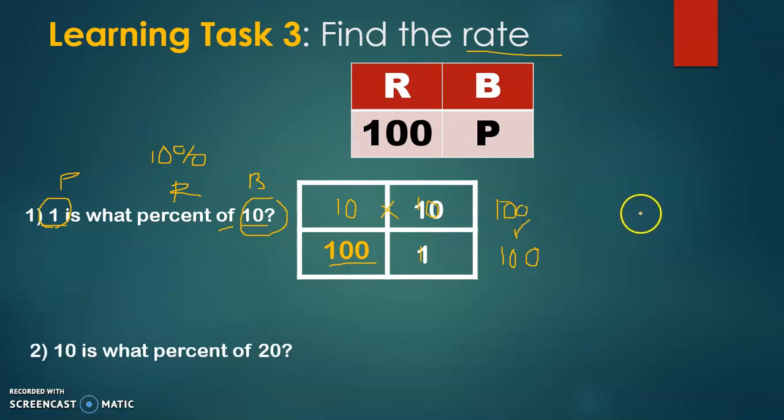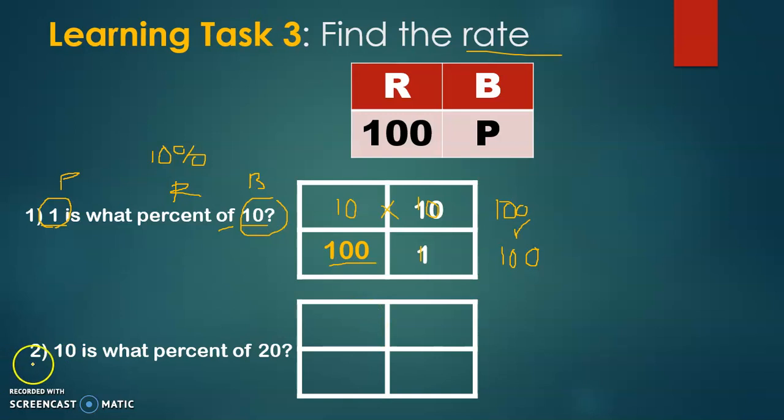Okay, number 2. 10 is what percent of 20? Okay, ganun pa rin. Using the Cabineau square, alamin natin kung ano itong mga to. Of 20, tabi ng of, this is the base. And then 10, tabi ng is, that is the percentage. Ang nawawala ay rate ngayon. Replace the values. 100 constant, base is 20, percentage is 10, multiply.